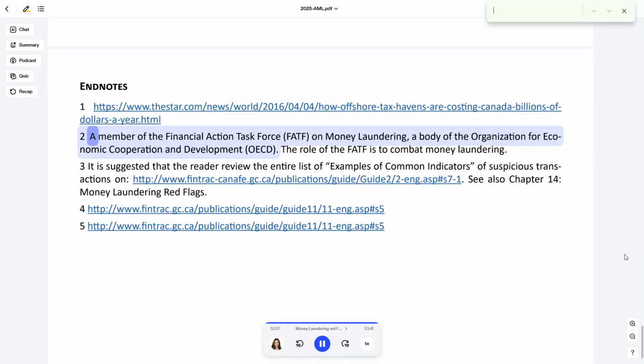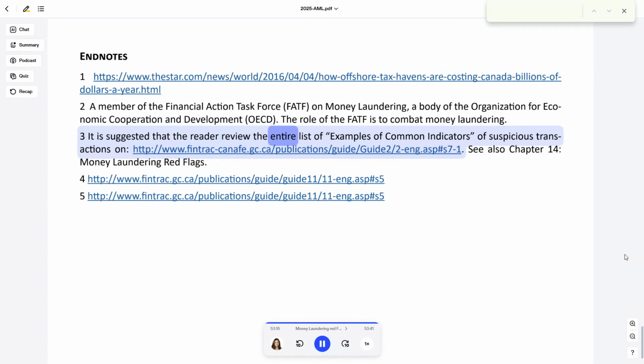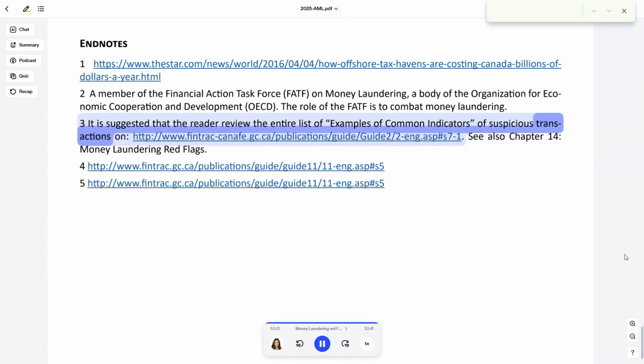A member of the Financial Action Task Force, FATF, on money laundering, a body of the Organization for Economic Cooperation and Development, OECD. The role of the FATF is to combat money laundering. It is suggested that the reader review the entire list of examples of common indicators of suspicious transactions on the FINTRAC website.